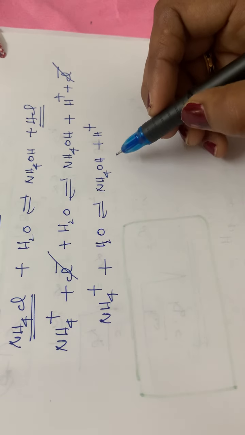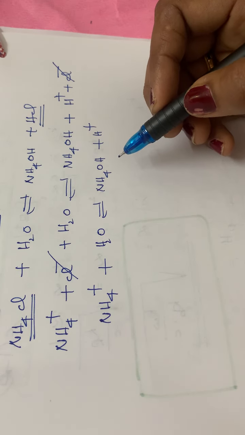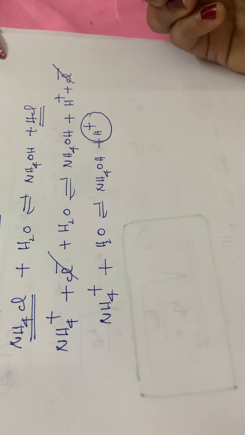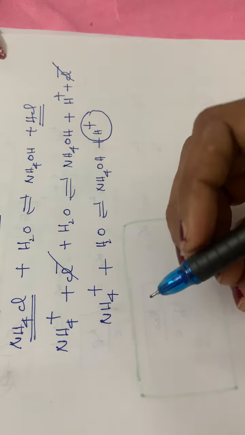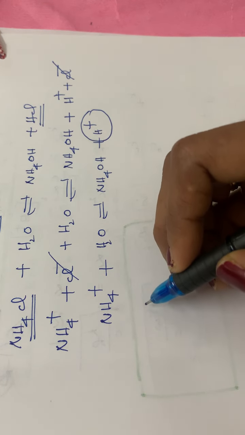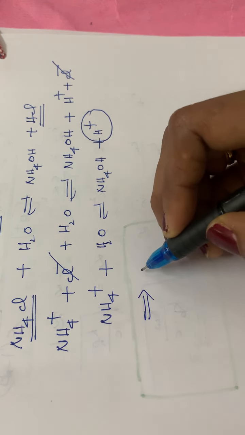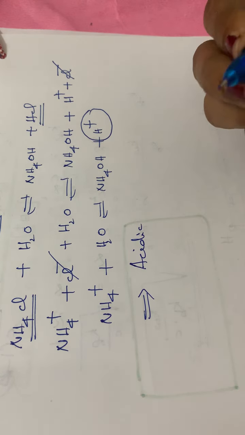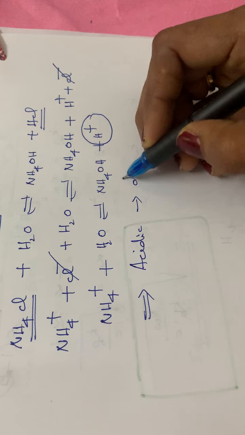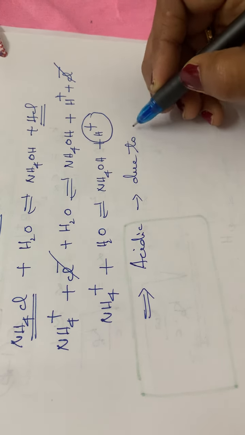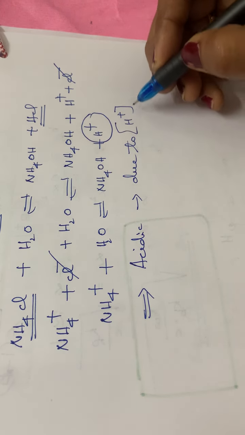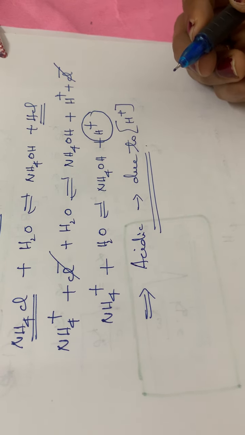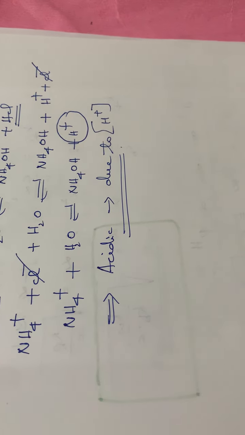See here, what about the resulting solution? The resulting solution will become acidic because it will be having H plus ions, isn't it? So the resulting solution is acidic due to the presence of H plus ions. Okay, so this is how we find out the nature of the solution.